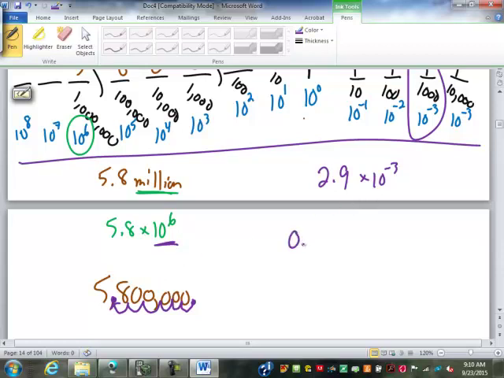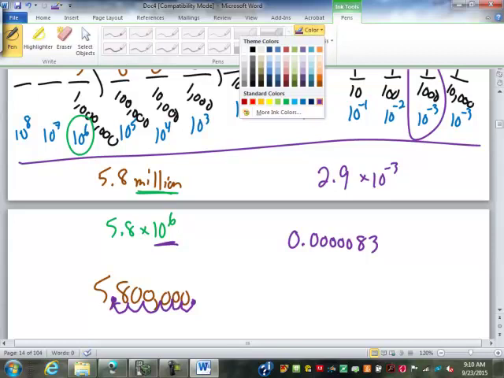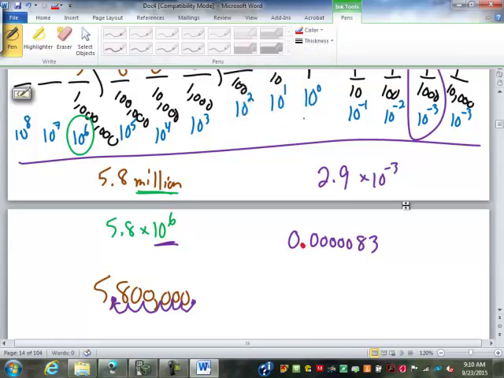So if we had 0.000083, right now the decimal point's here. We want it to be where? Well, we want one digit in front of the decimal point, and it can't be a 0, so it has to go here. It has to move 1, 2, 3, 4, 5, 6. This is going to be 8.3 times 10 to the not 6, but negative 6. How did we know that one had to be negative?